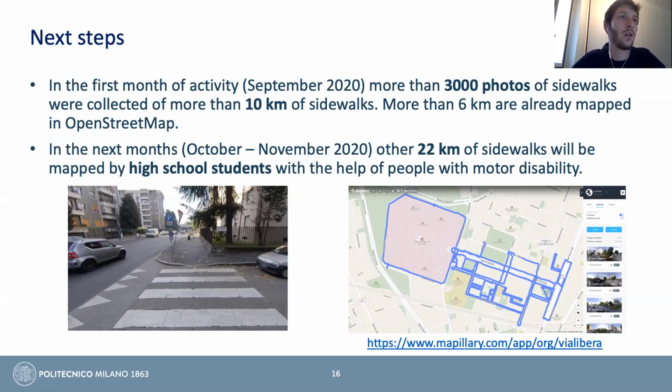Now 6 kilometers, sorry, are inside OpenStreetMap. The other 4 kilometers need to be added. I will add them in the next weeks. In the next months, during October and November, we are going to map 22 more kilometers of sidewalks with the help of high school students. We will also use the help of people with motor disability.